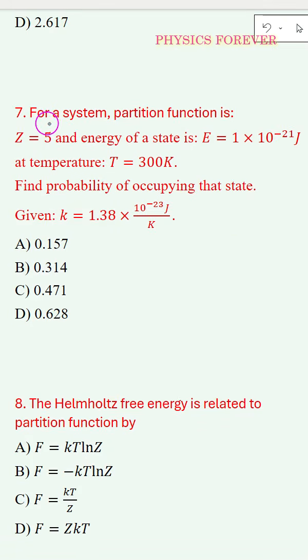Okay. So question number 7: for a system, the partition function is given, then the energy is given, then the temperature, then find the probability.